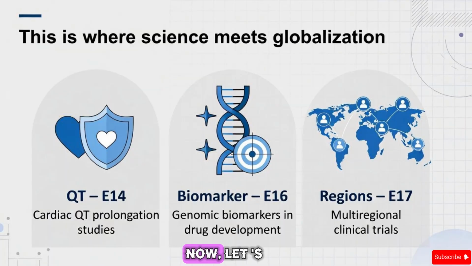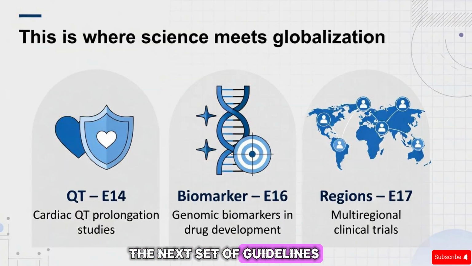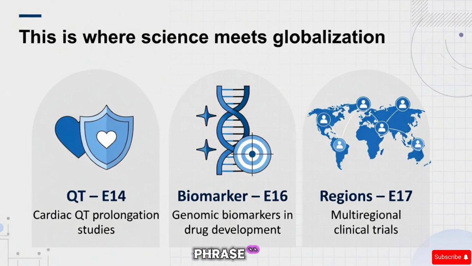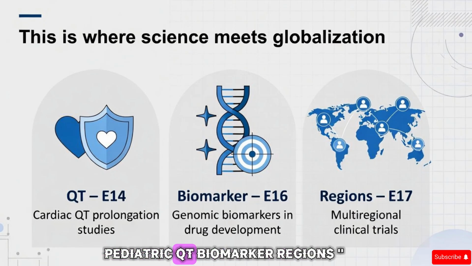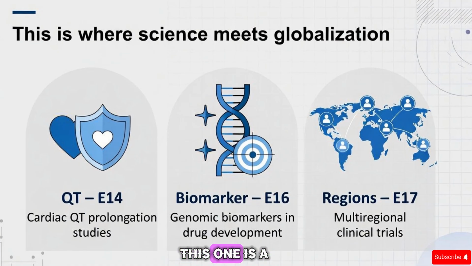right? Now, let us move on to the next set of guidelines with a new memory phrase. Reports from Global Clinics Guide, Smart Controlled Pediatric QT Biomarker Regions. This one is a bit longer, but it covers a huge amount of ground from E7 all the way to E17.